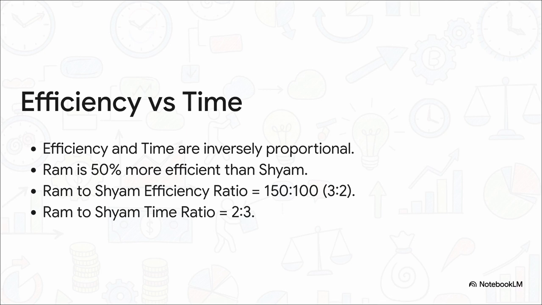This means if you know Sham takes 15 days to do a job, you instantly know Ram takes 10 days, right? Because 15 divided by 3 is 5, and 5 times 2 is 10. You can figure out exactly how long a task takes without ever breaking a sweat.